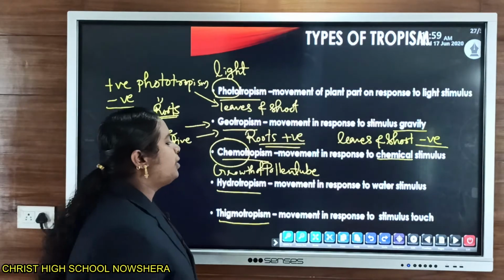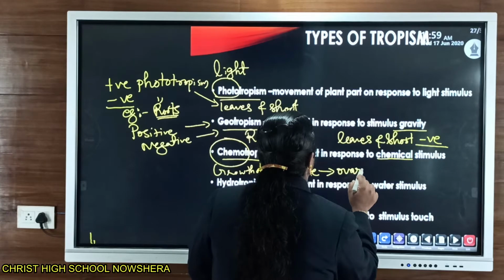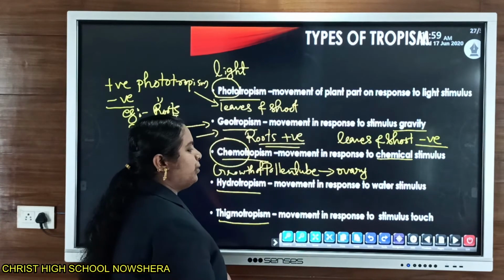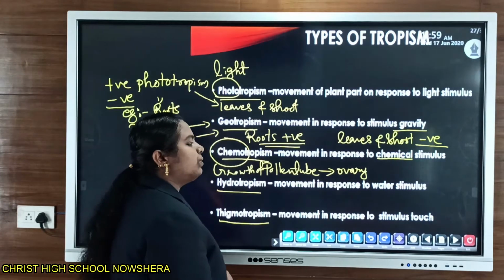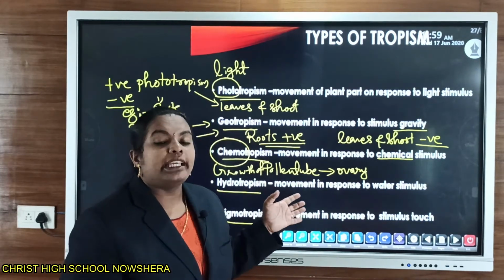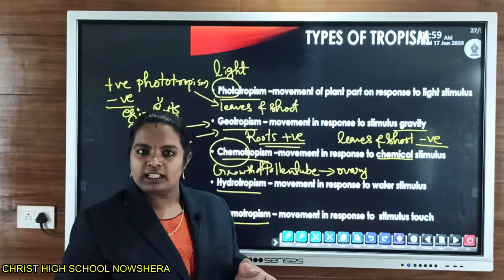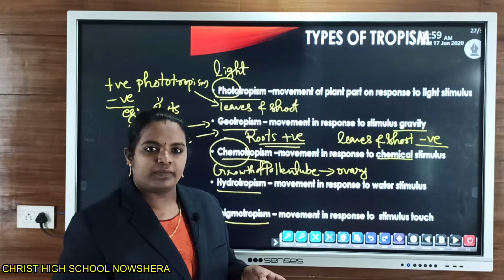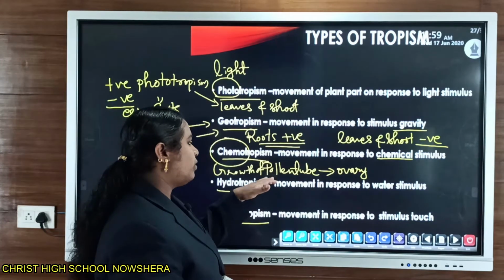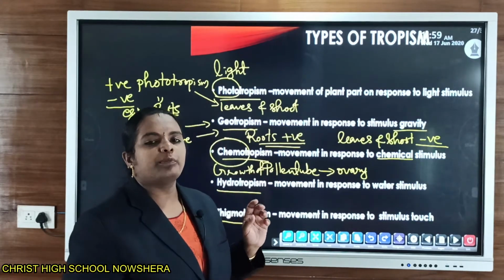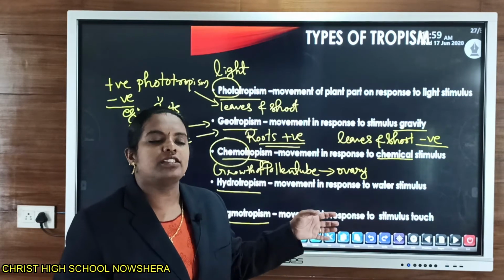The growth of pollen tube towards the ovary through the style is normally due to certain chemical stimulus. Due to the influence of certain chemical materials present in the stigma region, the pollen grain which falls over the stigma will start the formation of the pollen tube, and that pollen tube will move downwards through the style and reach the ovary.